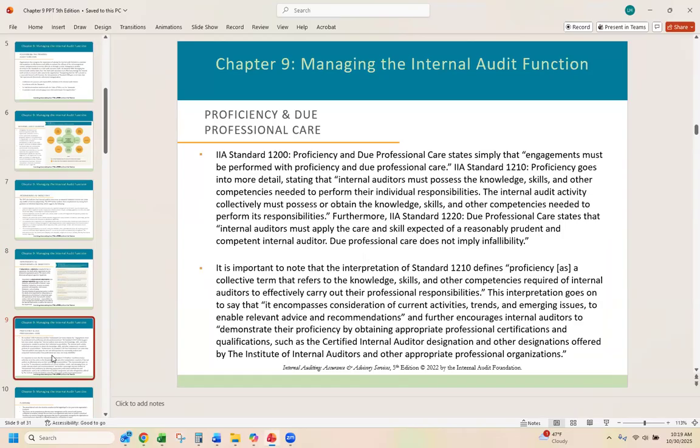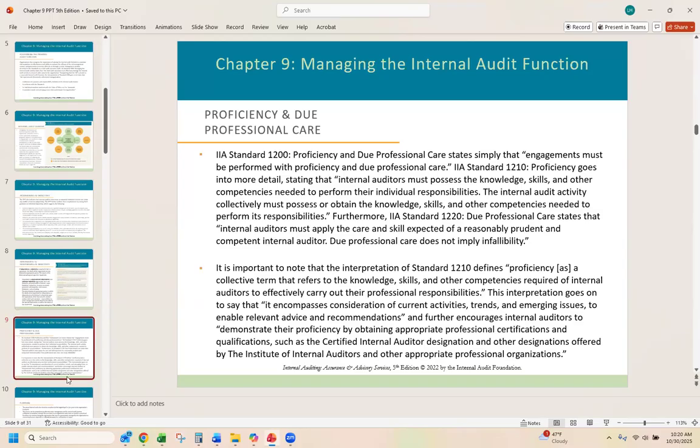Proficiency and due professional care. These are both defined in specific standards, and basically what we're talking about is the ability to do your work appropriately, and to make sure that you're being careful while you're doing it. That's the best layman's terms that I can give for it.